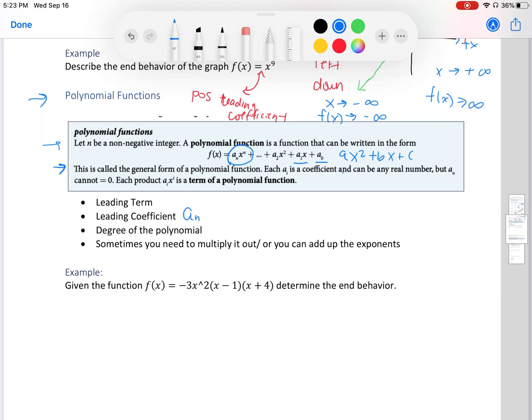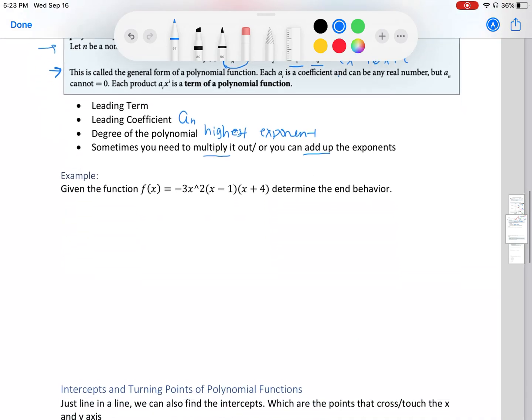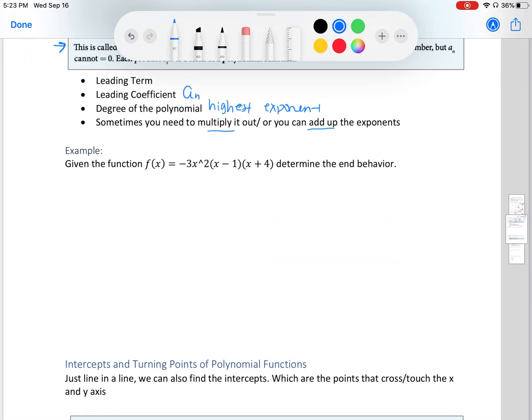The degree of the polynomial is the highest exponent, only if it's expanded out, where each term doesn't need to be multiplied any further. Sometimes you need to multiply it out. If you need to multiply it out, you can save some multiplication and just add up the exponents. So let's do this example. So this is supposed to be x squared. So negative 3x squared times x minus 1 times x plus 4.